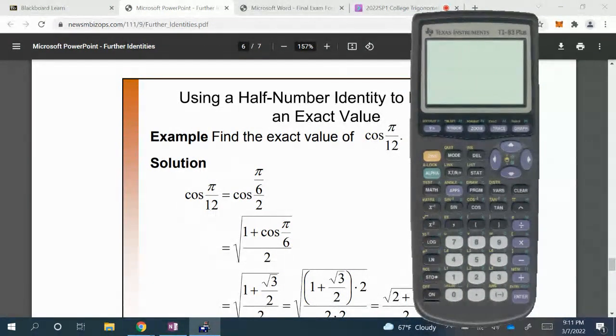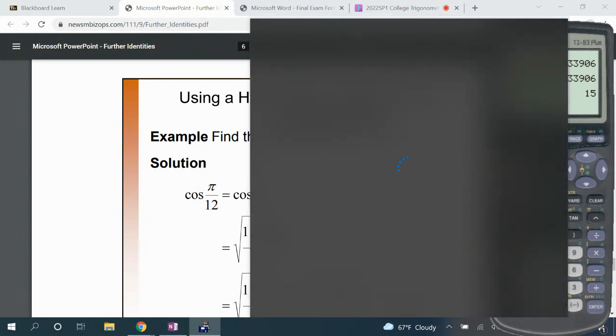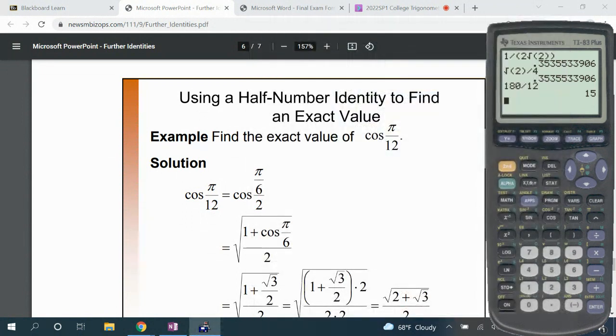So first thing I want to do is just change pi over 12 radians to a degree measure just so I can determine which quadrant I'm in. I believe that's going to be 15 degrees. 180 divided by 12 is 15 degrees. And you probably found 15 degrees before using the sum and difference formulas, 45 minus 30 or whatever angles you're using. And the answer was slightly different. It was the same numerically, but if you write it out in exact form, the value is different.